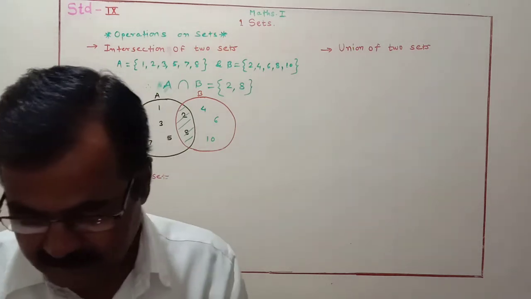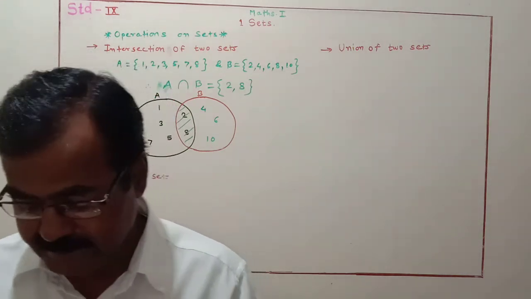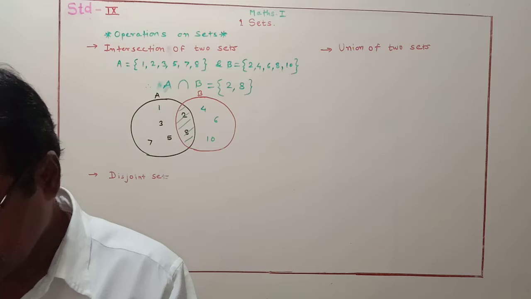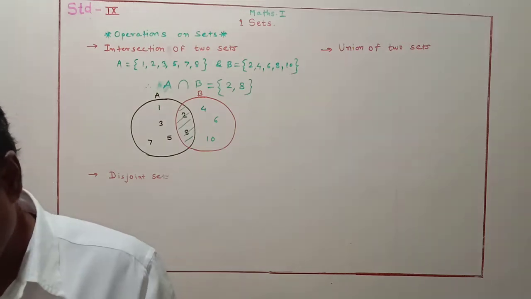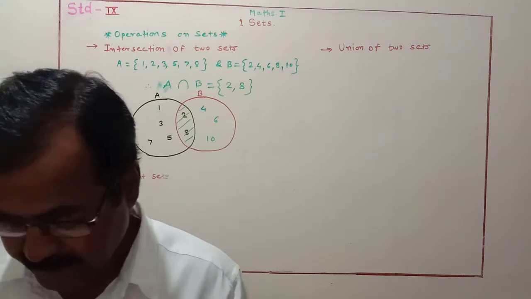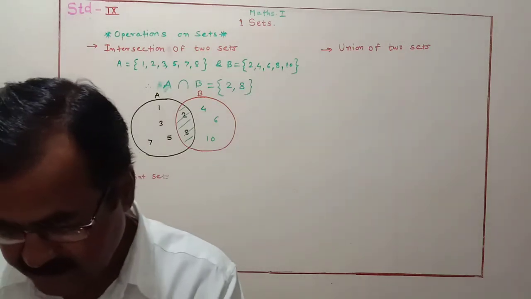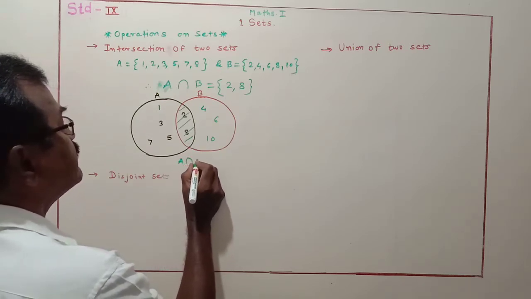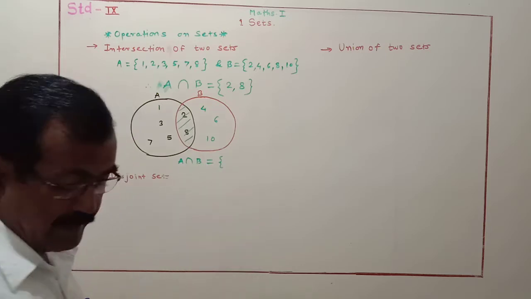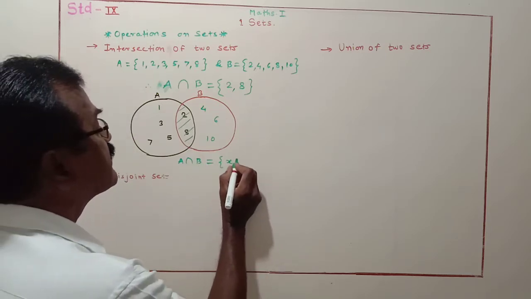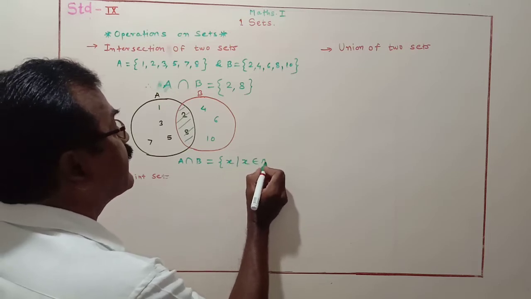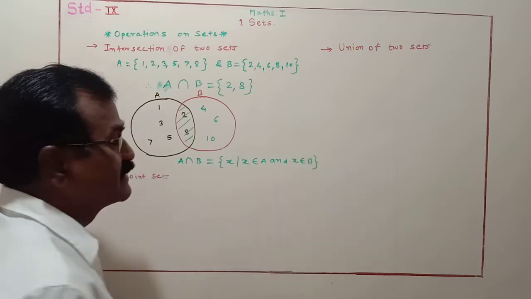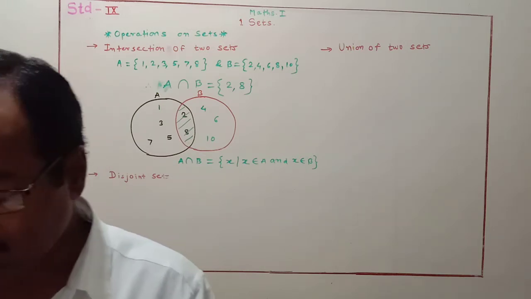So, in the intersection of two sets, the set of all common elements of A and B is called the intersection of sets A and B. This set is also written as A intersection B is equal to, in curly brackets, x such that x belongs to A and x belongs to B. This is the intersection of sets A and B.